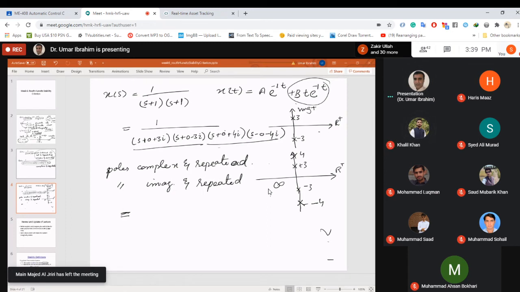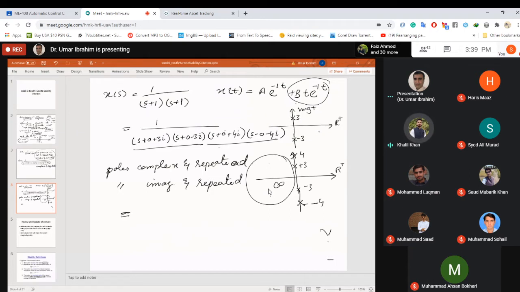Stable? No, it is not stable. It would be stable when the poles are to the left hand side of the imaginary axis. They are on the imaginary axis. So there are only 2 possibilities. Is it unstable or marginally stable? Marginally stable. Why is it marginally stable?